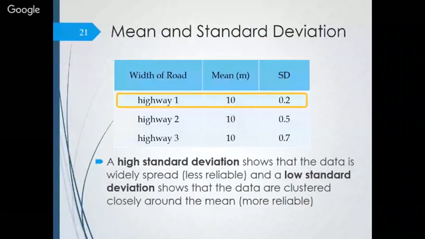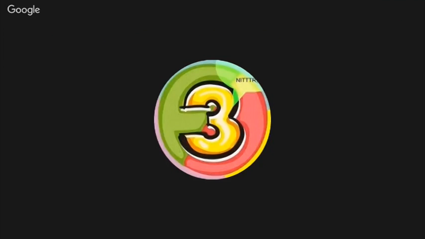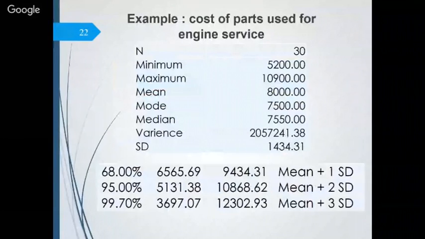Next is an example, cost of parts. The same example we started with, the cost of parts used for engine service. So we observed 13 cases and collected the data, and the descriptive statistics I measured on the basis of that data are minimum, maximum, mean, mode, median, variance, and standard deviation. Whatever we discussed in this session, I calculated here.